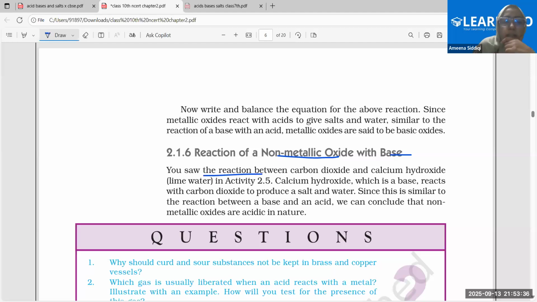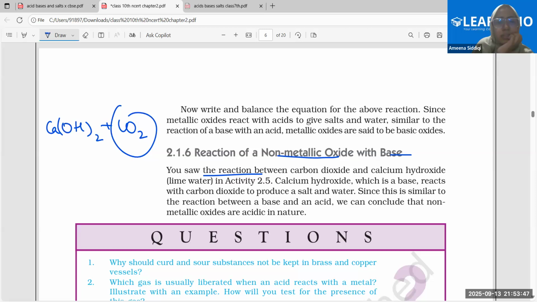See, they have given a good example. Calcium hydroxide is a base, right? If we react it with carbon dioxide, what is carbon dioxide? It's a non-metallic oxide. Therefore, it will be acidic in nature. What will be formed here? Calcium carbonate plus H2O. Excellent. Any problem here?